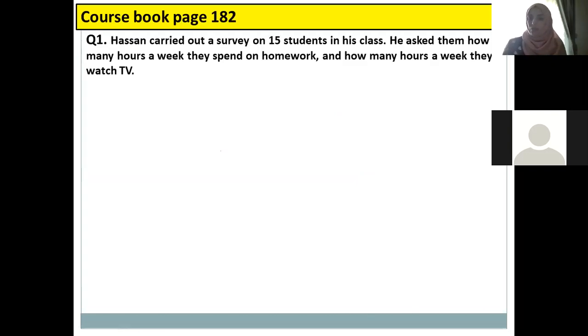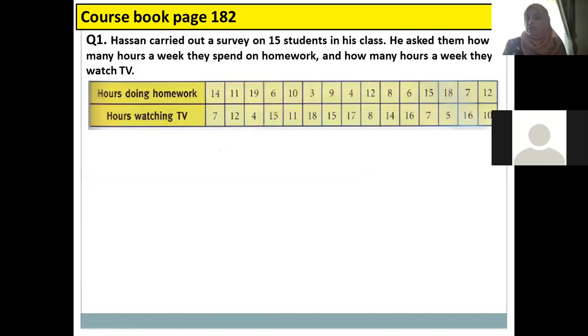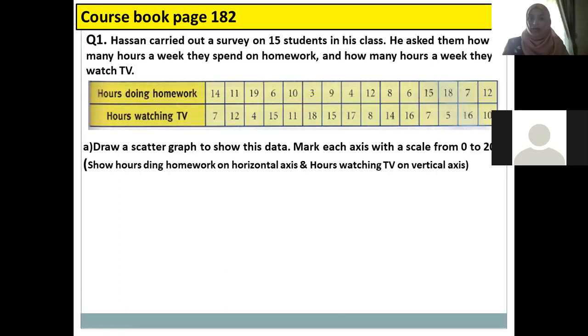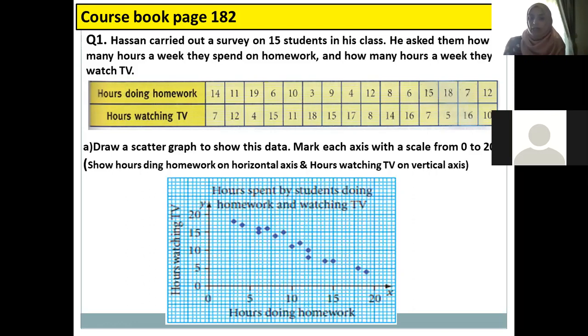Okay, here we are. These are some questions that used to be from our course book last year. Hassan carries out a survey on 15 students in his class. He asked them how many hours a week they spend on homework, and how many hours per week they spend watching TV. Then they wanted us to draw a scatter graph to show this data. In general we show homework hours on the horizontal axis, hours watching TV on the vertical axis, and we just place the data.